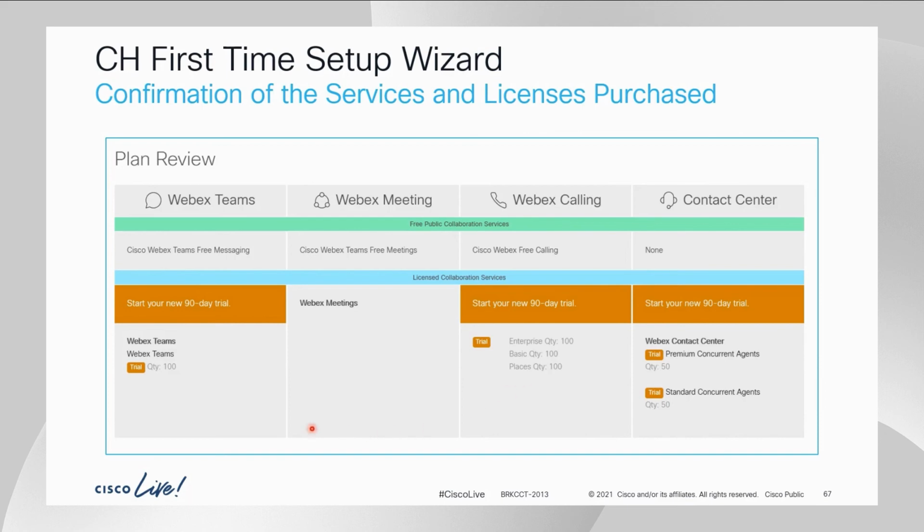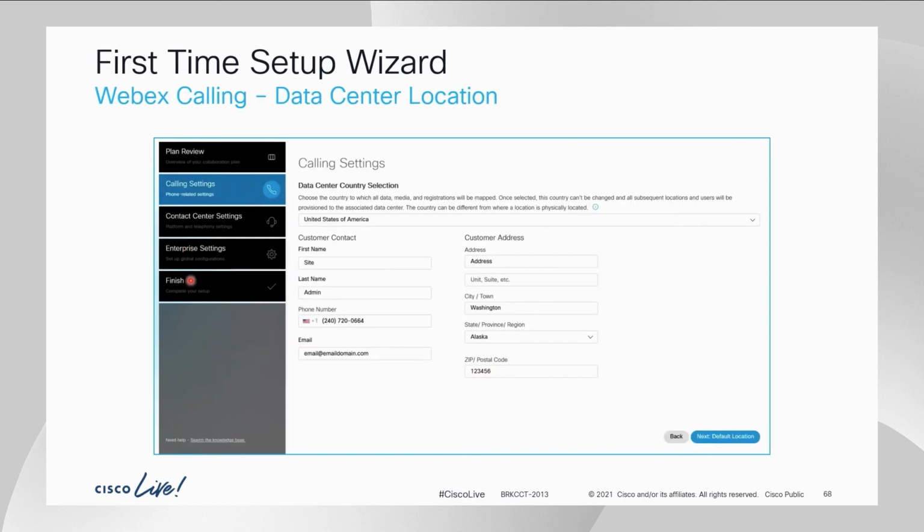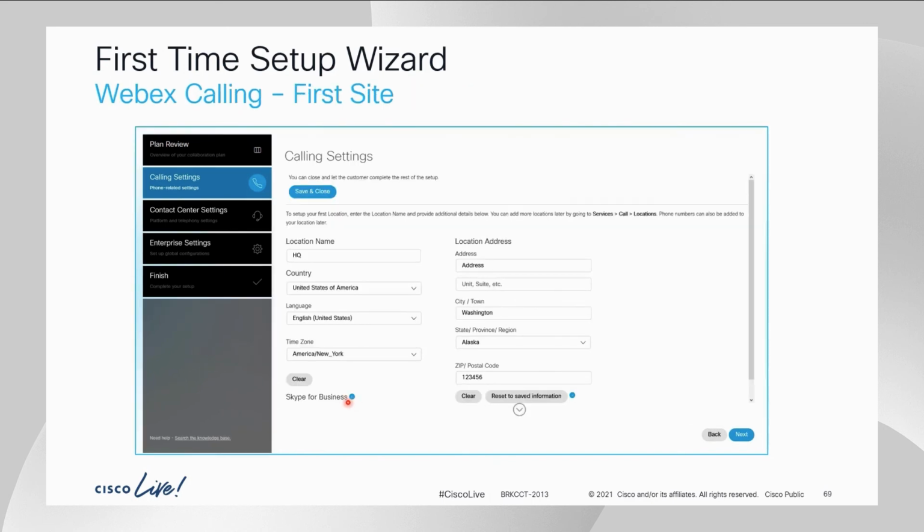You can take a look at your licenses and the options that are available to you, the trials you can run, from Webex App to Webex Meetings to Webex Calling and Webex Contact Center. So we will run through the first time setup wizard. Then we will fill out the customer contact information, name, and the address, which will determine your data center location. And then you will fill out the information for your first site.